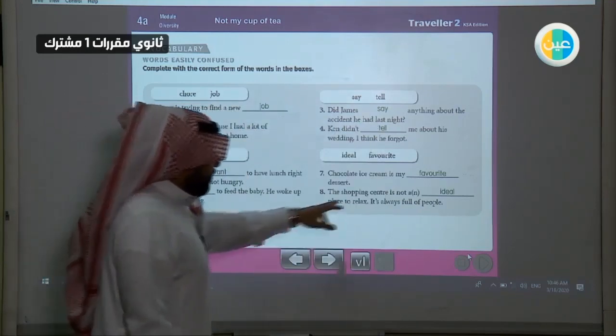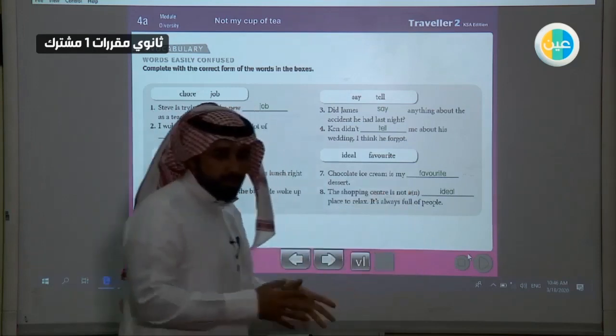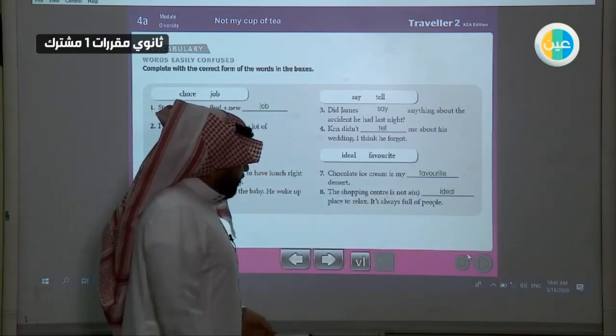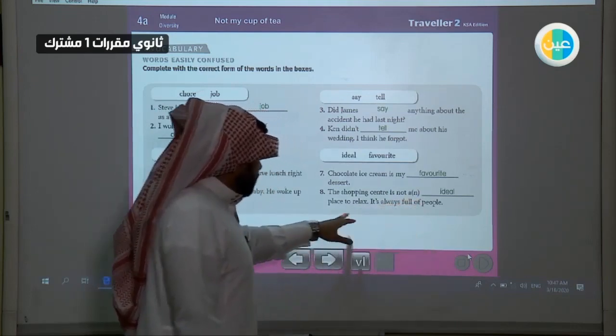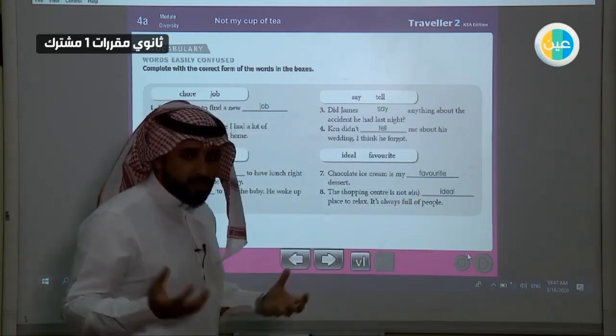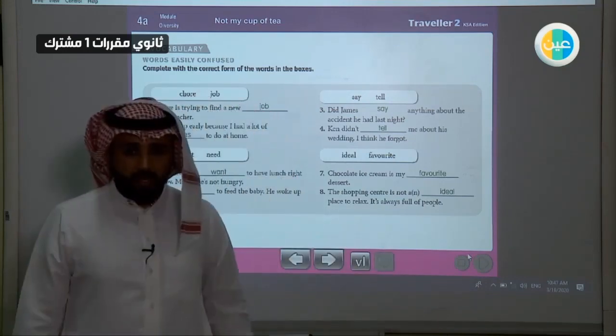Chocolate ice cream is my favorite dessert. Is my favorite. So I like this one more than others. The shopping center is not an ideal place to relax because of the noise there in the shopping center. It's always full of people.